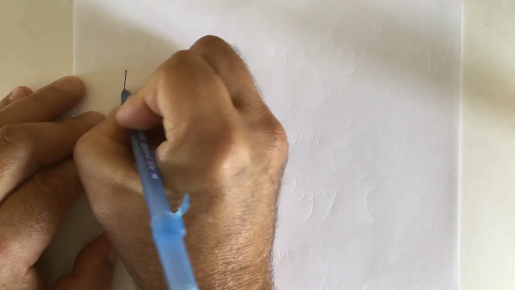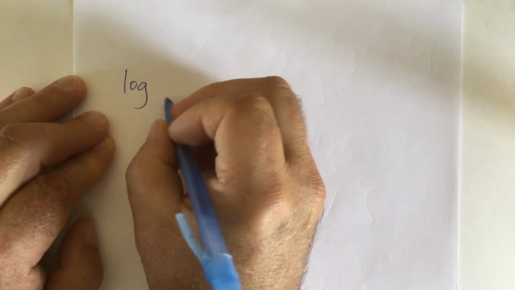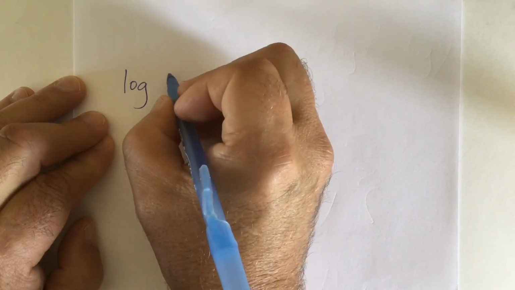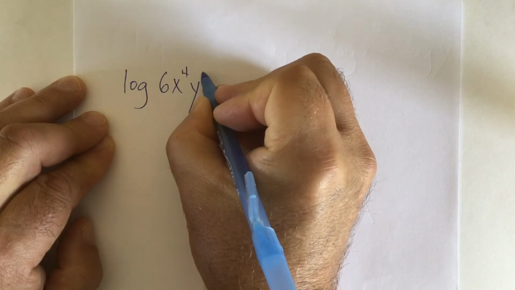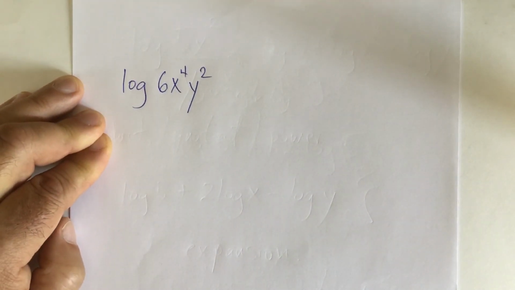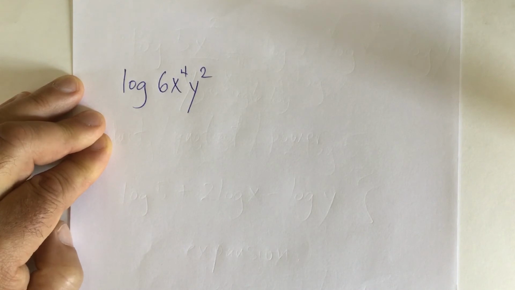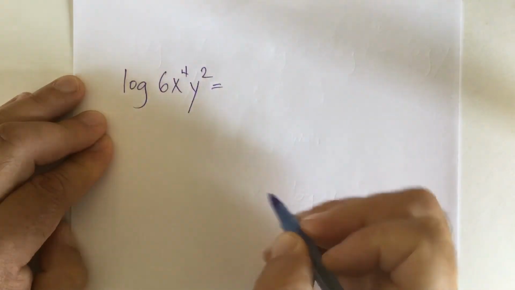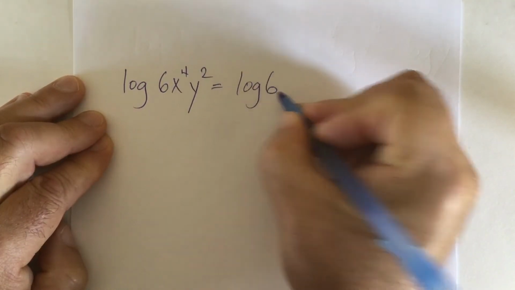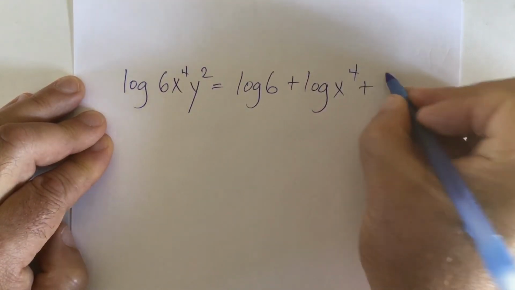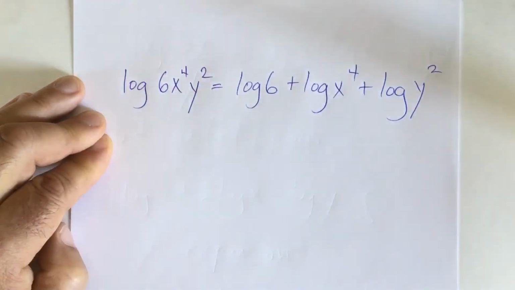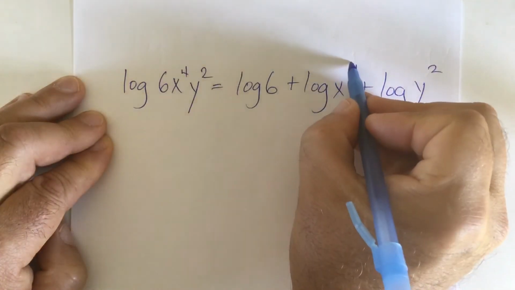But what if they gave me log, and I'm going to leave it base 10 because I don't want a mess. And they gave me something like this. 6x to the 4th y squared. Well, guess what? There is no quotient this time. I didn't put a quotient in here. This is just product rule, so I could say this is all multiplied. So log 6 plus log x to the 4th plus log y squared. But we're not done until we bring the power down.